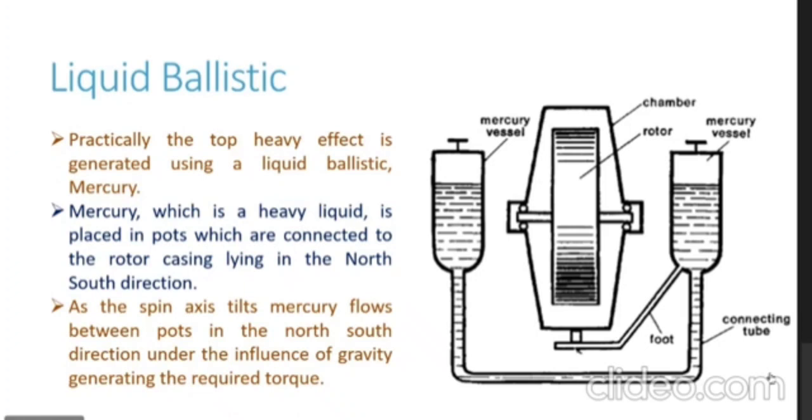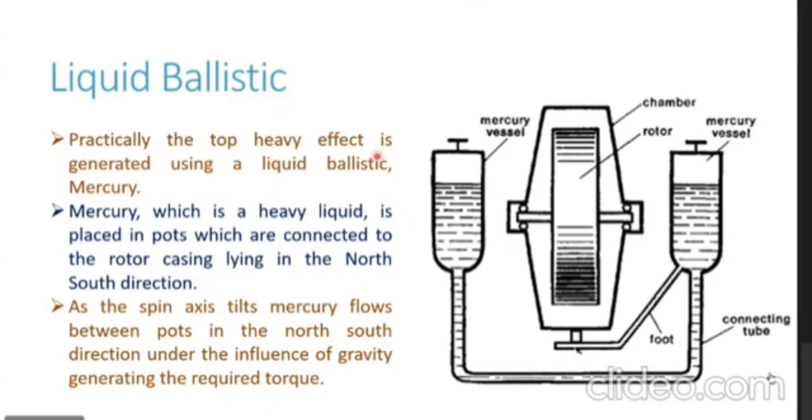Now, a much easier way to generate that effect is by use of a liquid weight. Instead of using a solid weight on the casing, what we actually use in making a compass on board is a liquid weight, and it is called the liquid ballistic or mercury ballistic. We know mercury is a liquid and it's a very heavy liquid. So in these gyro compasses, to generate the top heavy or bottom heavy effect, we use the mercury ballistics.